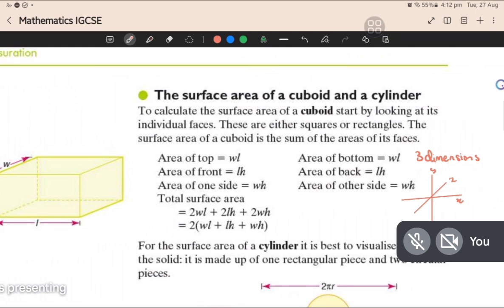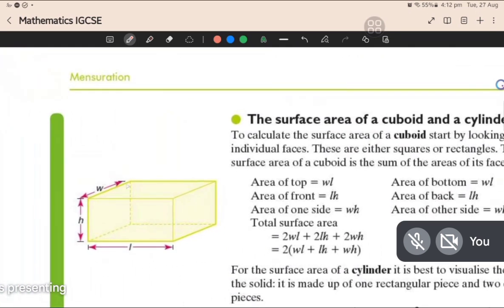And when we're talking about surface areas, what is a surface area? A surface area is the total sum of all of the faces of an object. So if you have a cuboid, you have one face, second face, third face, fourth face, fifth face, and you have this face, which is your sixth face.